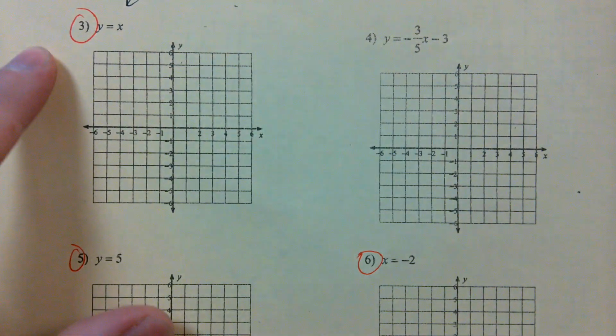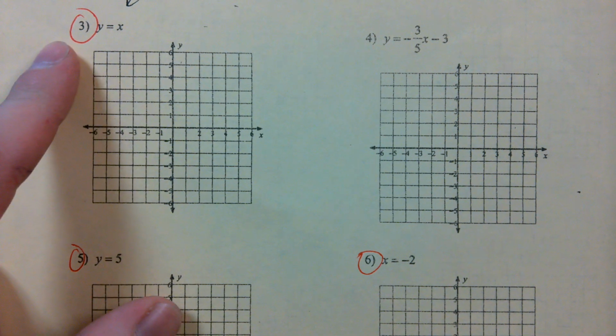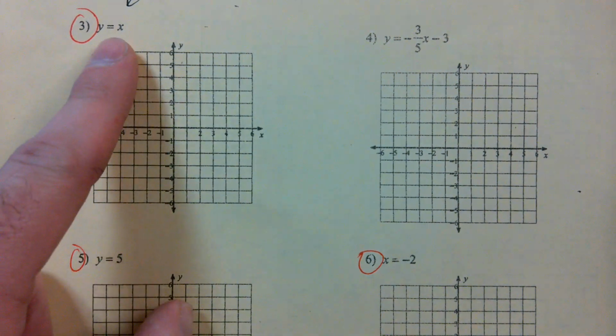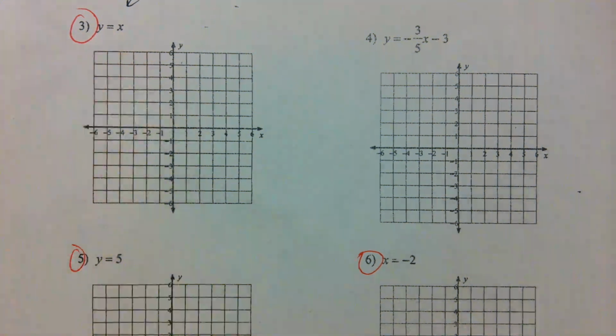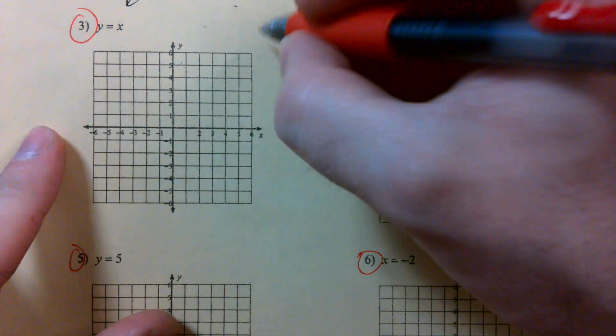Now 3, do you see a y in number 3? Do you see the letter y right here? Do you see the letter x? Yes. So this is not going to be one of our special case lines, a special case line being a vertical or a horizontal. This graph is going to be somewhere in the middle at some slant, right?